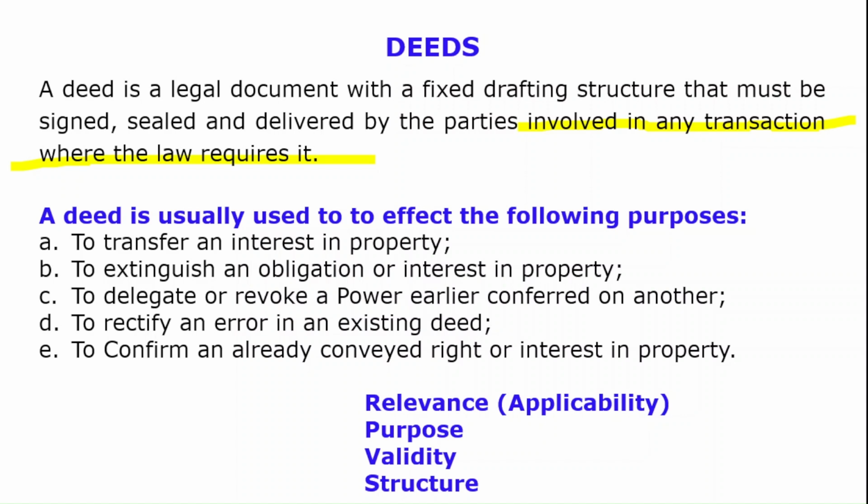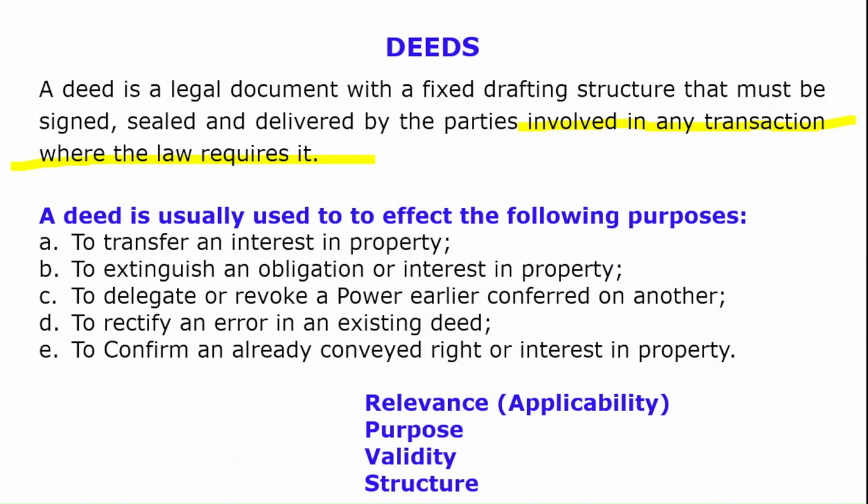A deed of reconveyance. Of course, there are many deeds to prepare, different kinds of deeds. You can prepare one if you want to extinguish that interest. For example, you have the deed of discharge, there's deed of release. What all these examples of a deed serve is that that is what you prepare if you want to extinguish an obligation or interest in property.